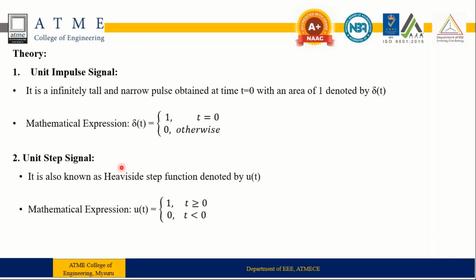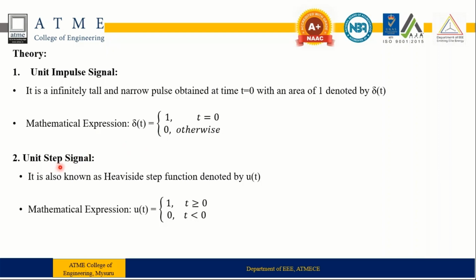So the first one is the unit impulse signal. It is basically a narrow pulse obtained at time t equal to 0, with an area of 1, denoted by delta of t. So the mathematical expression for this is delta of t equal to 1 at time t equal to 0, and for all other values of t the amplitude of delta t will be 0.